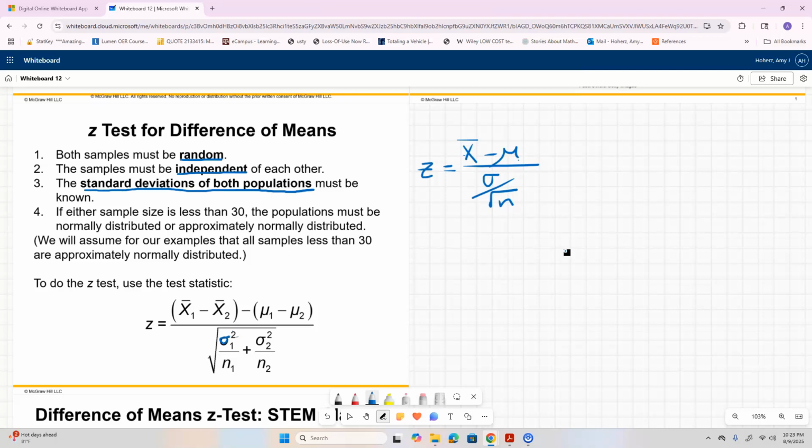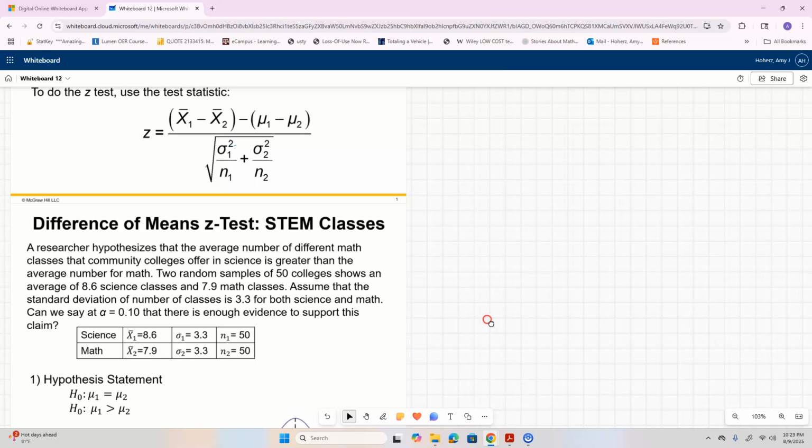So we have sigma squared and sigma squared for the first sample and the second sample. And because they square it, then we can put everything underneath the square root sign. Okay, so this isn't as bad as it looks. I know it looks kind of awful. Let's give it a shot.